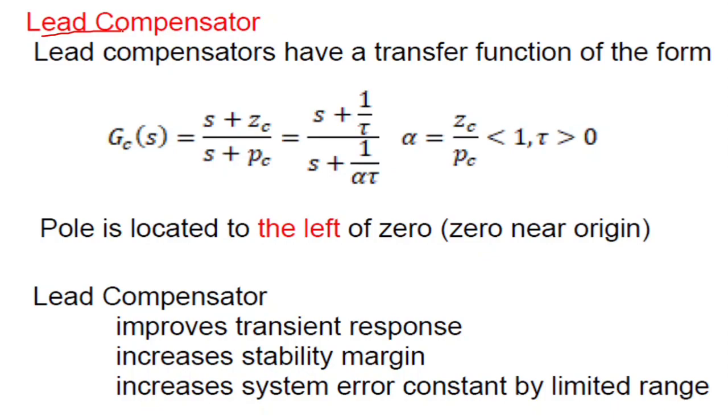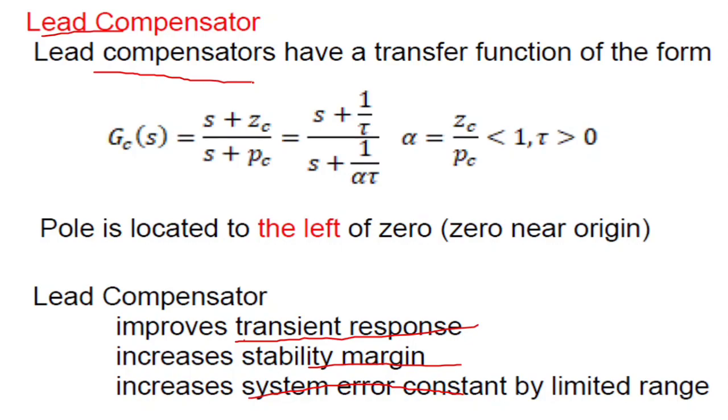Generally, a lead compensator is an electronic circuit having the characteristics of a lead network. If a sinusoidal signal is applied to the lead network, then in steady state the output will have a phase lead with respect to the input. The lead compensation increases the bandwidth, which improves the speed of response. Also, it reduces the amount of overshoot. Generally, lead compensators appreciably improve the transient response and stability margin, and also increase the system error constant by a limited range. Generally, lead compensation is used to make an unstable system a stable system.